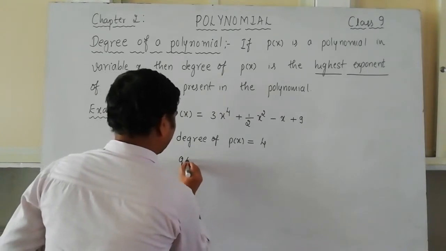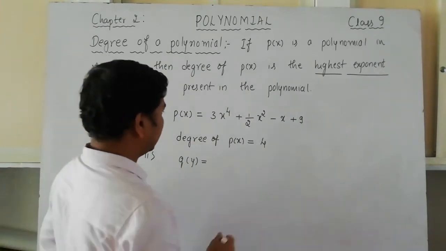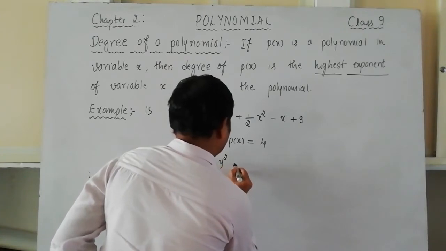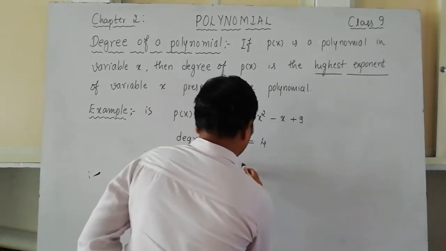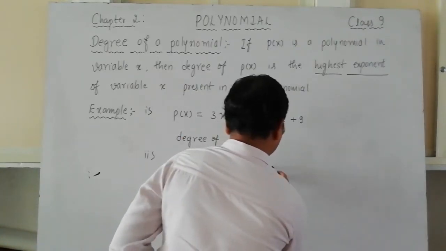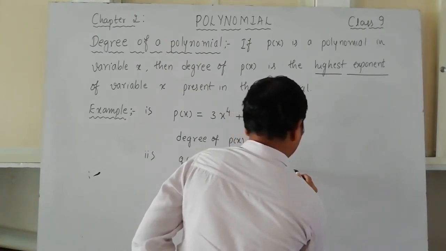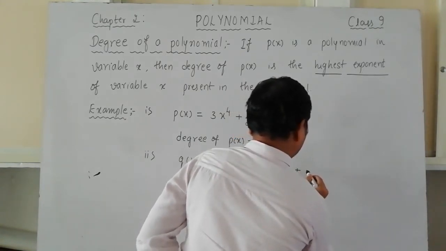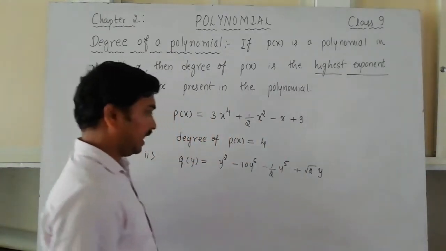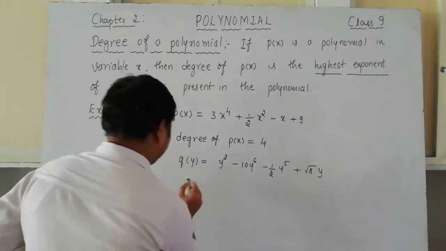Okay, so now this is q of y, means variable is y. I am going to write down like this: y square minus 10 y power 6 minus 1 by 2 y power 5 plus square root of 2 into y. Okay, like this. Now can anyone tell me what is the degree of this polynomial?